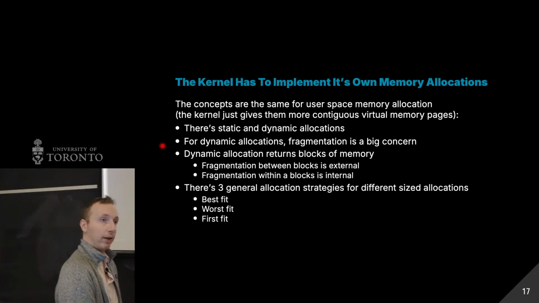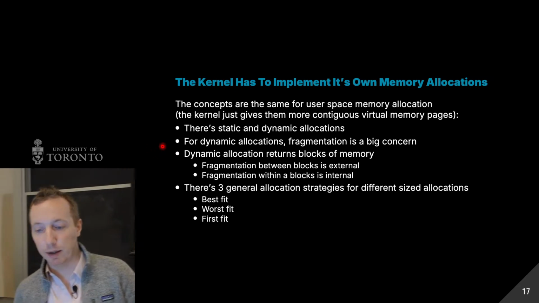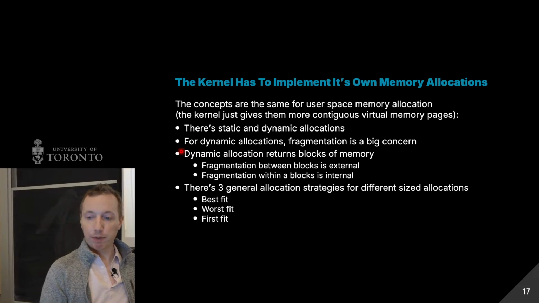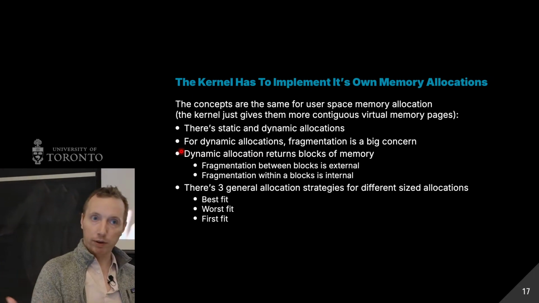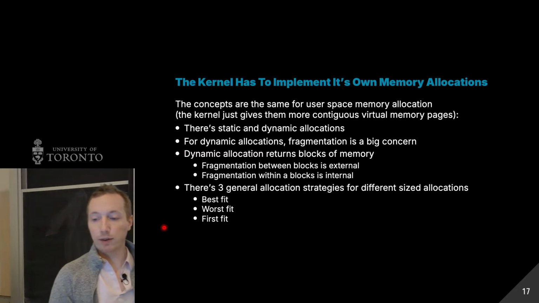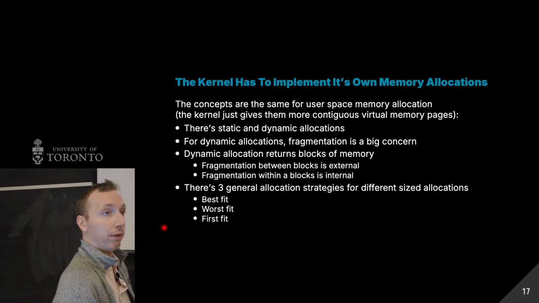For dynamic allocations, aka if we were implementing malloc, fragmentation is a big concern. Dynamic allocation returns blocks of memory. Fragmentation between blocks is external. Fragmentation within a block is internal. And there are 3 general allocation strategies for different fixed size allocations: best fit, worst fit, and first fit.